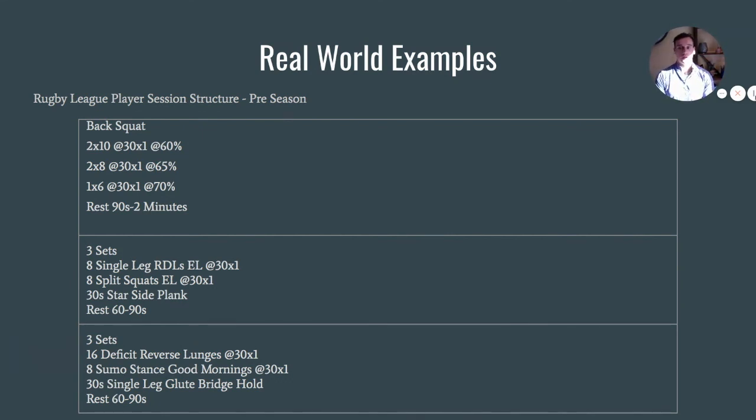So if I was doing that back squat rep, I'm going to take 3 seconds on the eccentric. I'm not going to pause in the bottom. I'm going to stand up as fast as I possibly can. That's what the X stands for. We're now going to have a 1 second pause at the top.